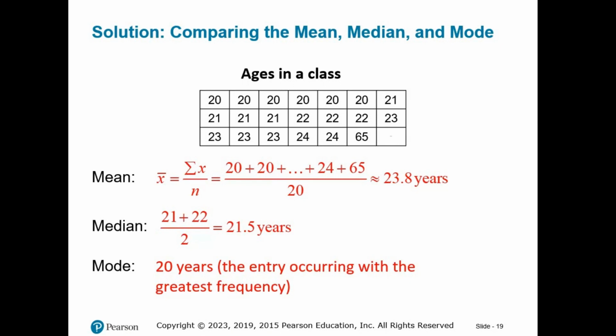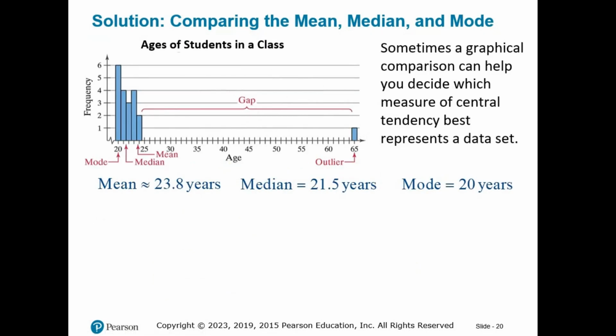The mode is 20 years, which is the entry occurring with the greatest frequency. So which one is the best measure of center? Sometimes a graphical representation can help you decide which measure of central tendency best describes the data set. First, notice how the outlier of 65 pulls the mean higher than the other measures of center. The influence of that outlier makes the mean the least reliable measure of a typical data value.